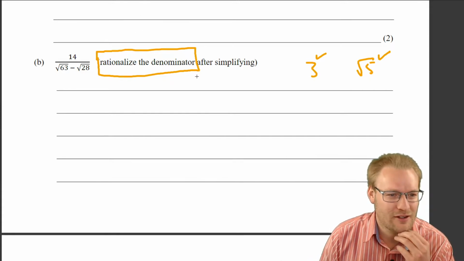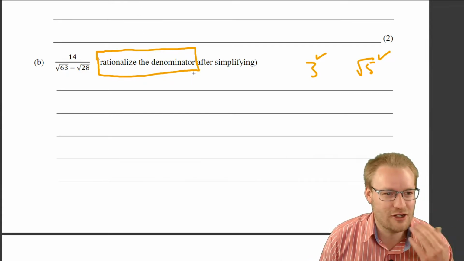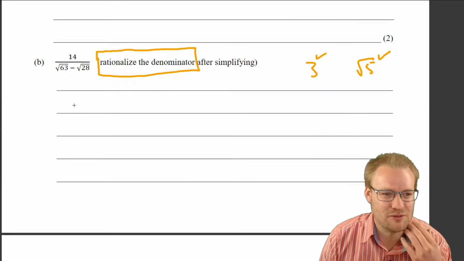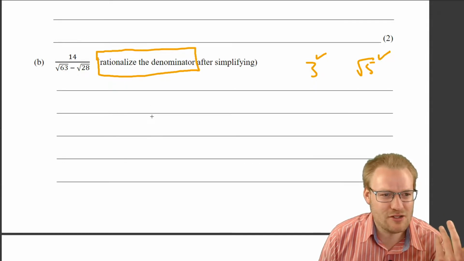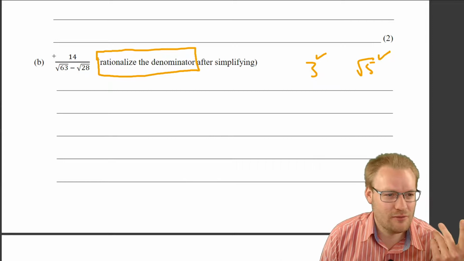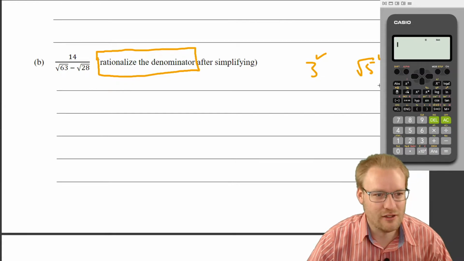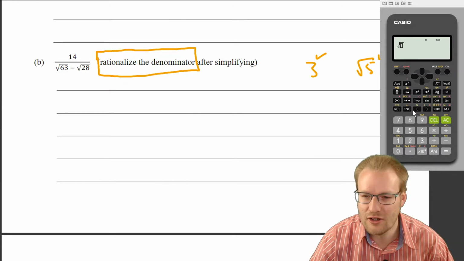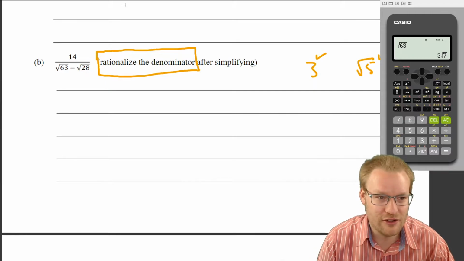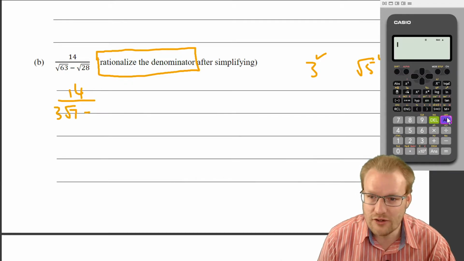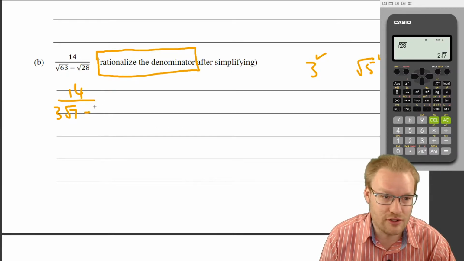Okay, so how are we going to rationalize the denominator after simplifying? What strategies do we have to solve this question? Okay, and we could multiply it, but I think it's easiest to have your calculator handy and go, well, square root 63, that's 3 root 7. So this bit here you could write as 3 square root 7 minus square root 28. Square root 28 is 2 square root 7.